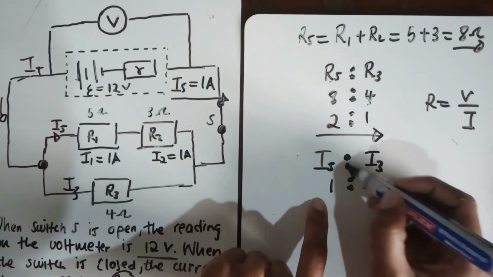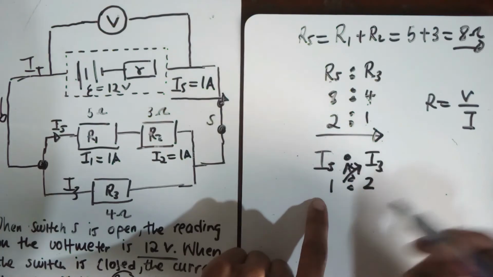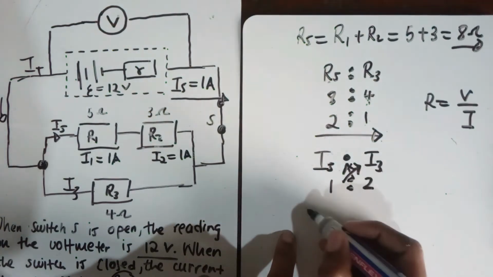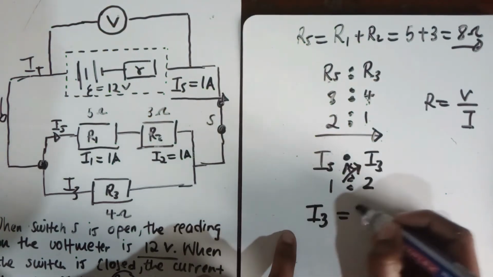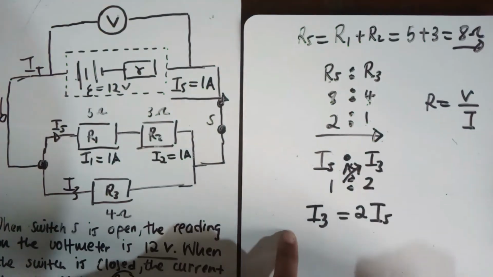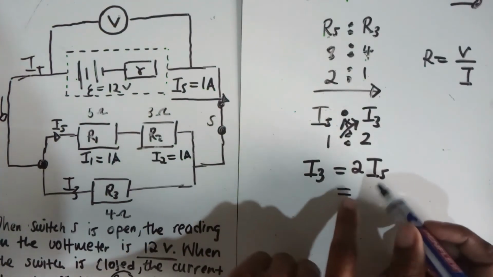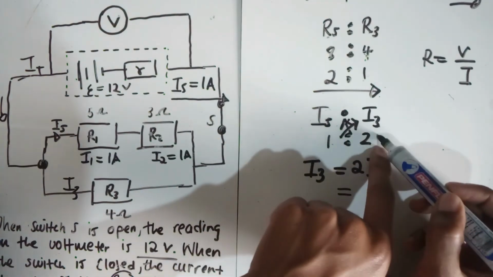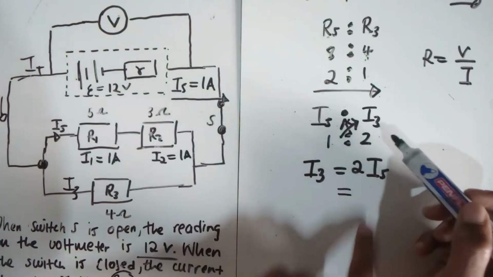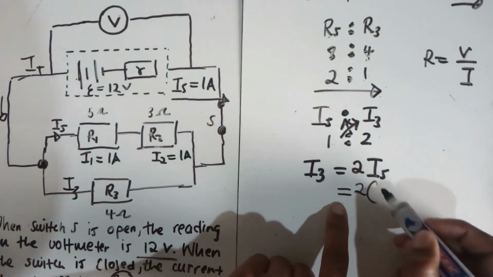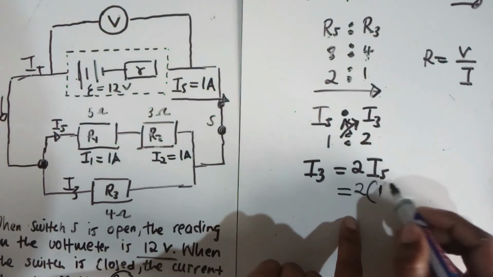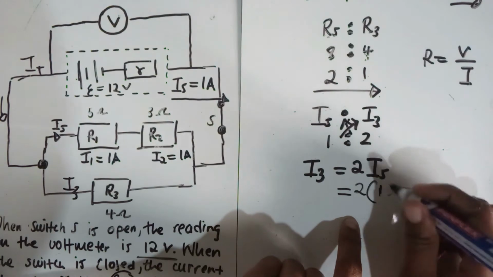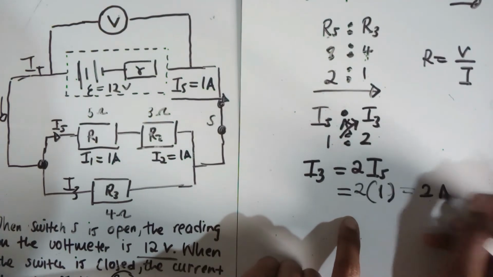And now it's just a matter of cross multiplying. So 1 multiplied by I3 will just be I3, which equals 2IS. So for every one part of IS, there are 2 parts of I3, right? So there we are. We said the value of IS we found to be 1. 2 times 1 is 2 amperes.